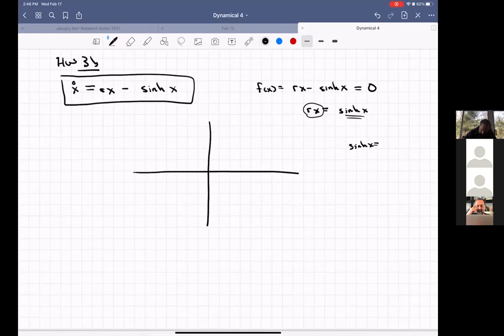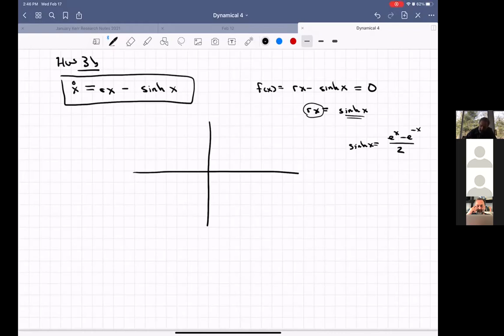The sinh of X is e to the X minus e to the minus X over 2, right? That's the sinh. People remember that? Maybe, maybe not. Looked it up this morning, yes. Yeah.